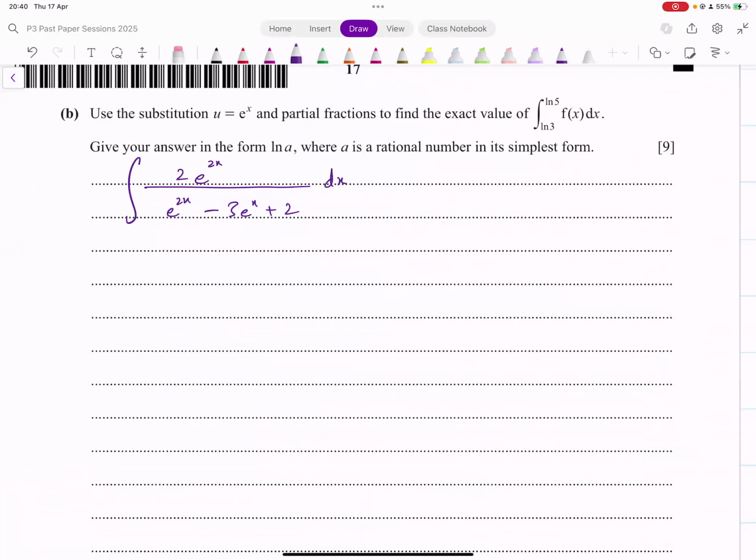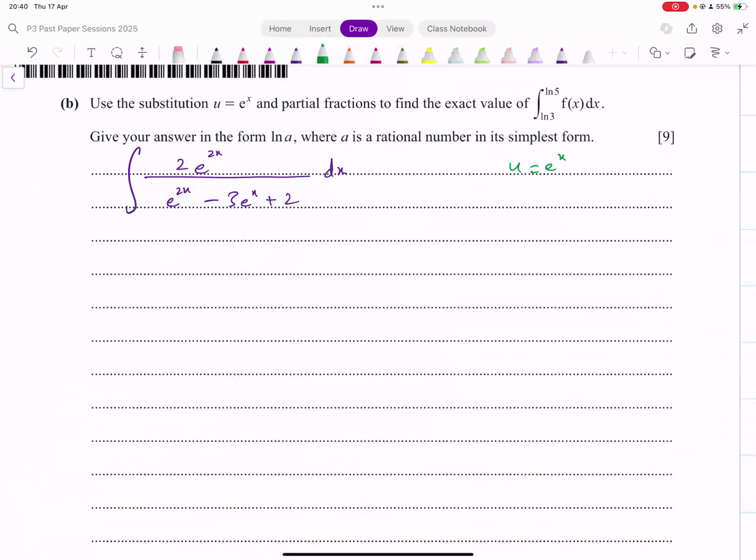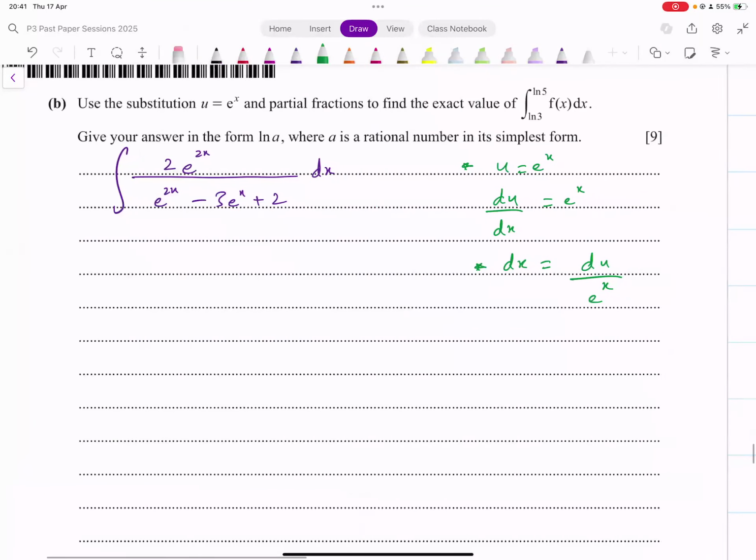First of all, use that substitution. They're saying u equals e power x. What's du over dx? That's e raised to power x. Make dx the subject. That gives you dx equals du over e power x. Input this in the integral. u equals e raised to power x.